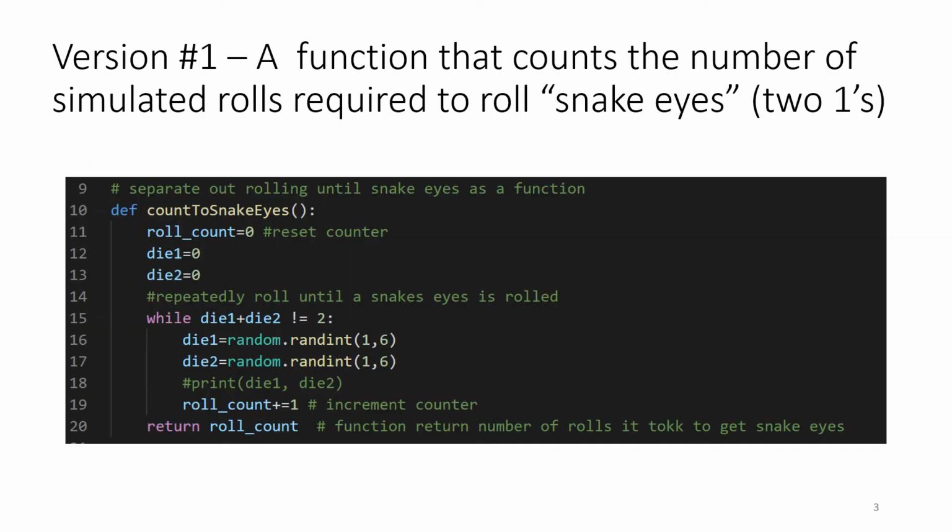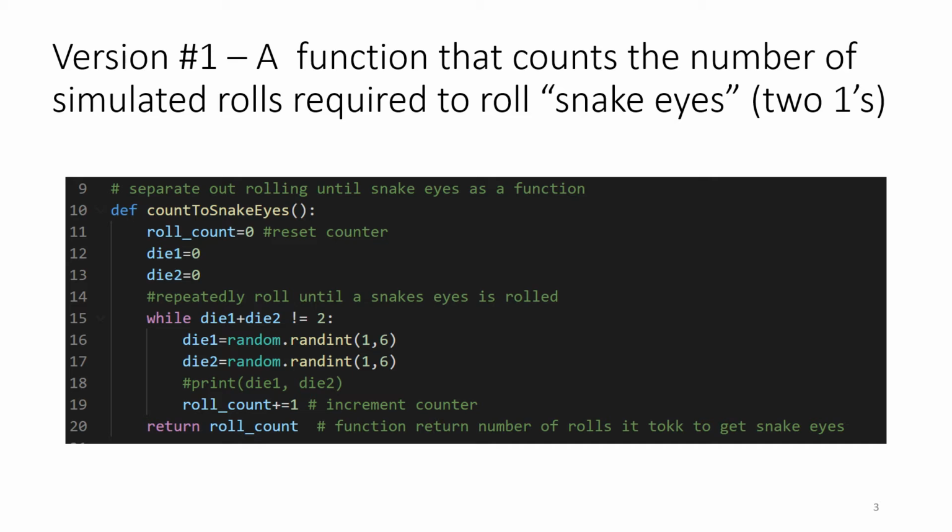So we are taking the setup for the while loop and the while loop from our simulation, and we are using that to define a function. So we start off with line 10 with the keyword def, and then we create a name for our function, count_to_snake_eyes in this case, and then open close parenthesis. This function has no arguments. It has no information that we must send it in order for it to do its job.